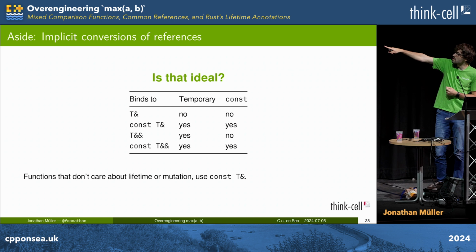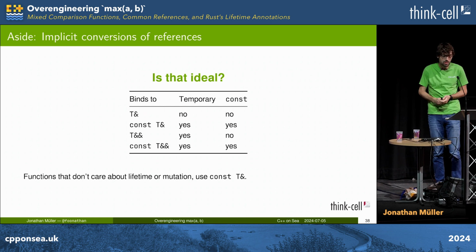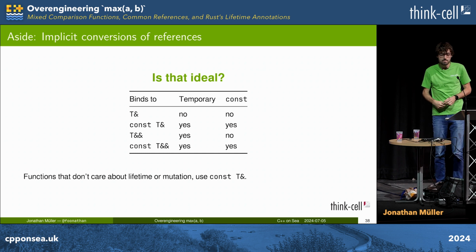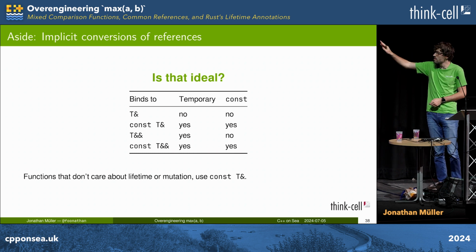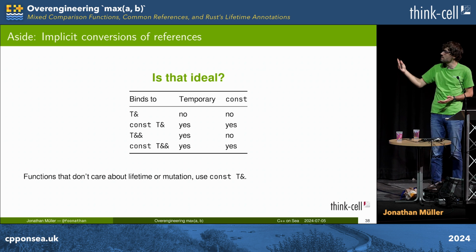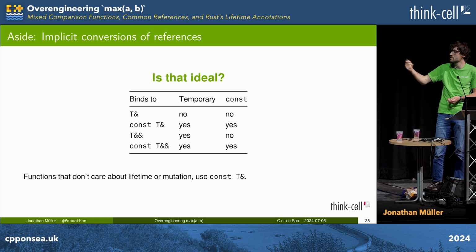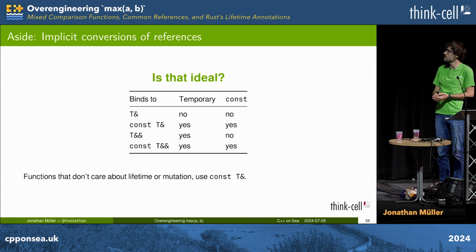And because of this yes, yes column in the const ref case, functions that don't care about lifetime augmentation use that. And we've got two yes, yes columns, but we're missing the case of does not bind to temporary, but does bind to const. So there is a bit of an asymmetry there. And it makes sense that it's implemented that way because when we added lvalue references, rvalue references weren't a thing. So we had to make that choice.